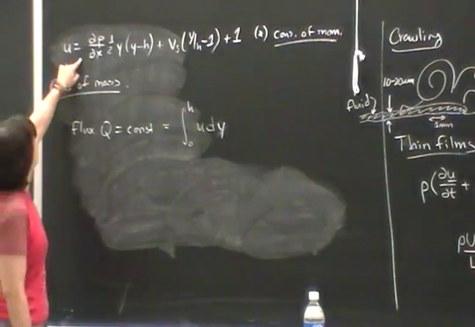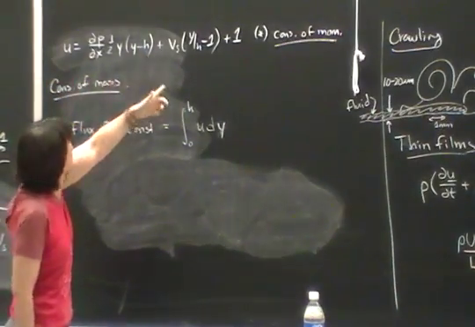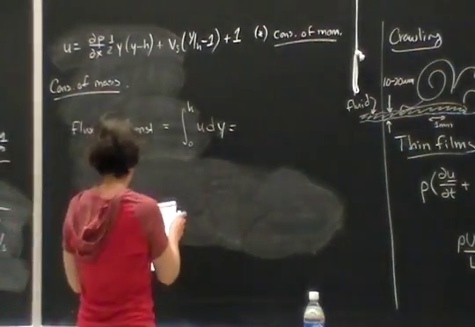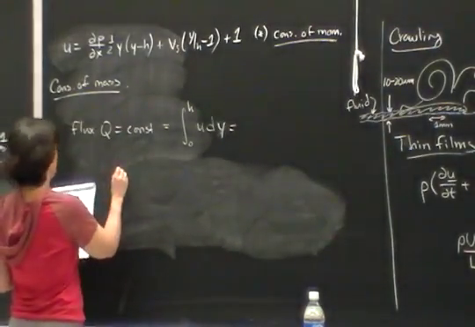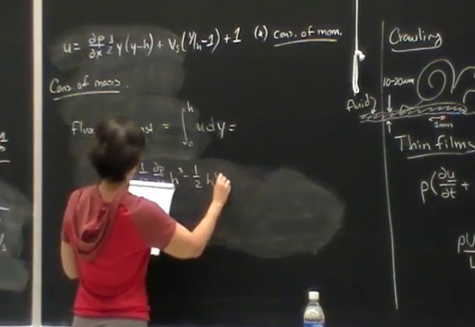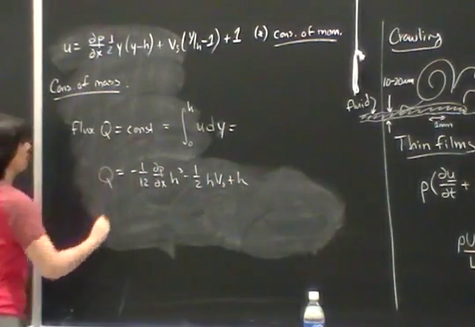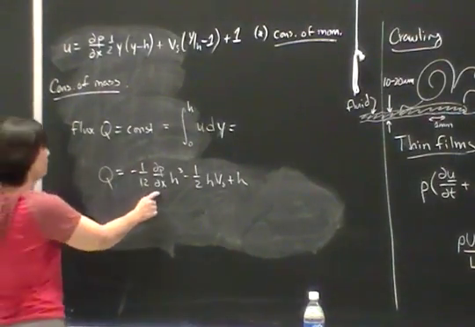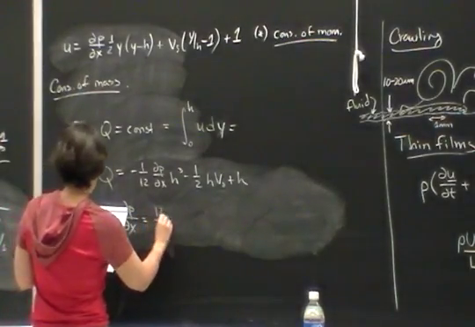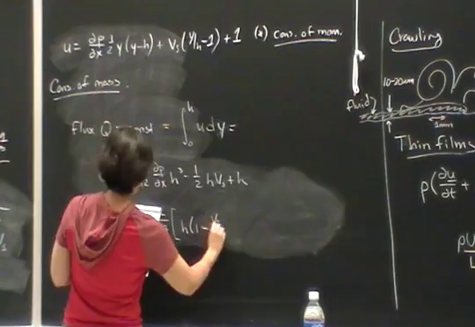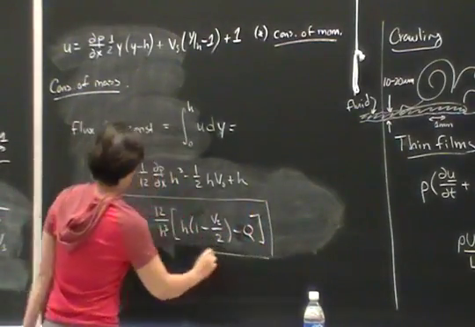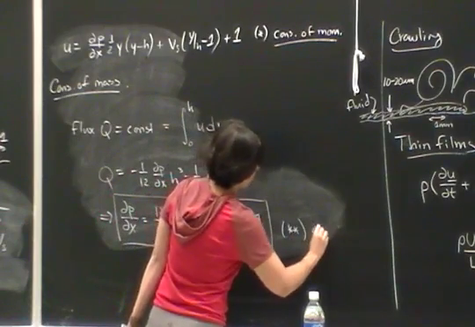So I have an expression for u. H is not a function of y, so I can just integrate this. I have all my y dependence explicitly, and I'll just write down what the answer is for you. You do this integral, and you find that Q is equal to minus 1/12 dp/dx times h cubed, minus h v snail plus h. Q is a constant, and I can rewrite this to solve for dp/dx. So now I have an expression for dp/dx: dp/dx is equal to 12 over h cubed, times (h times (1 minus v snail) over 2, minus Q). That's another useful equation, and it came from conservation of mass.